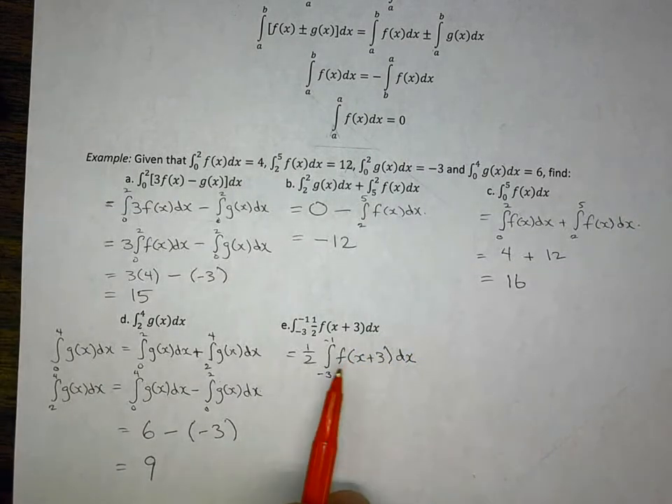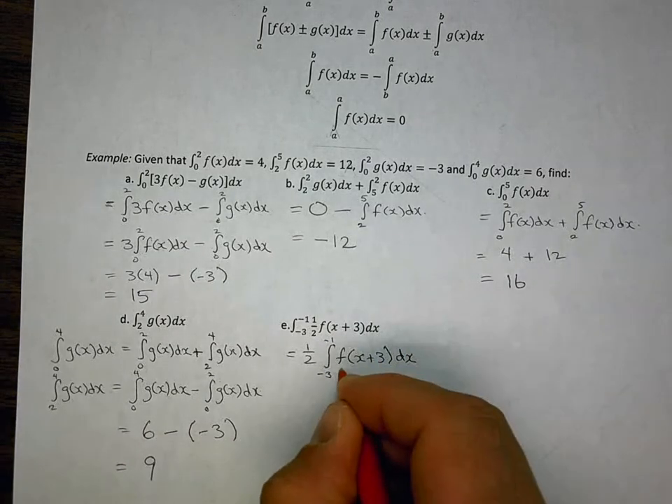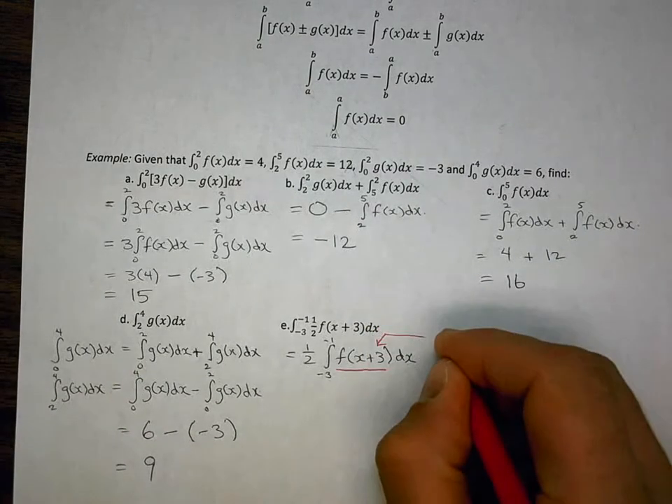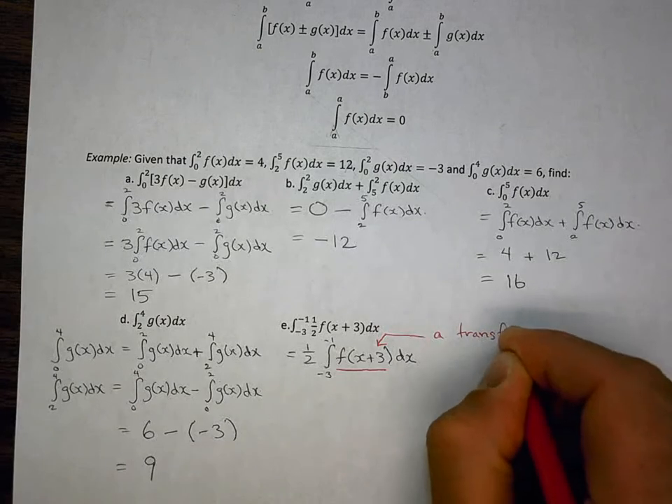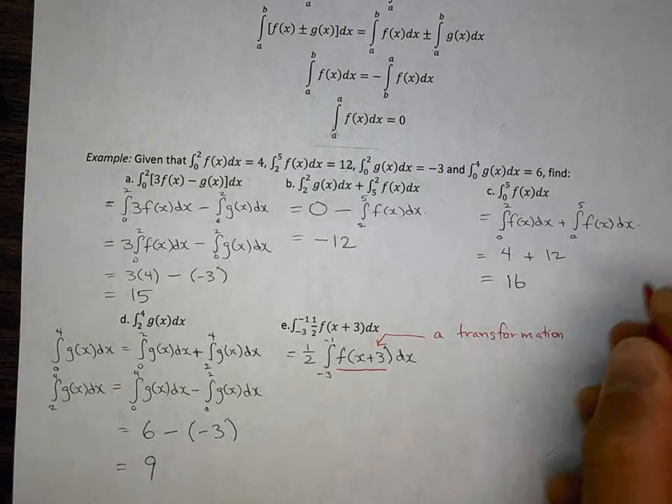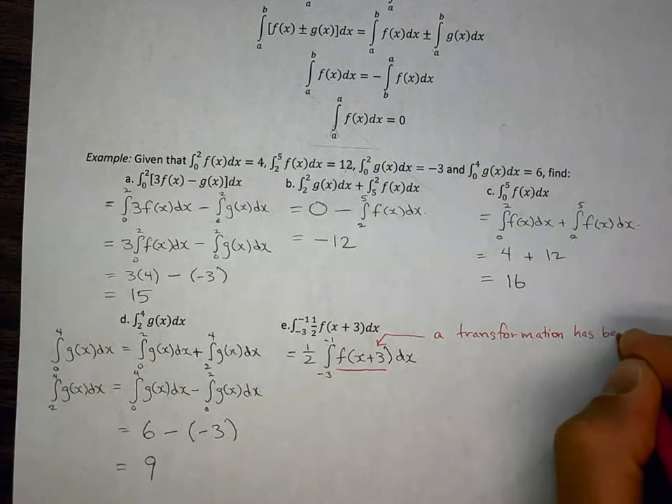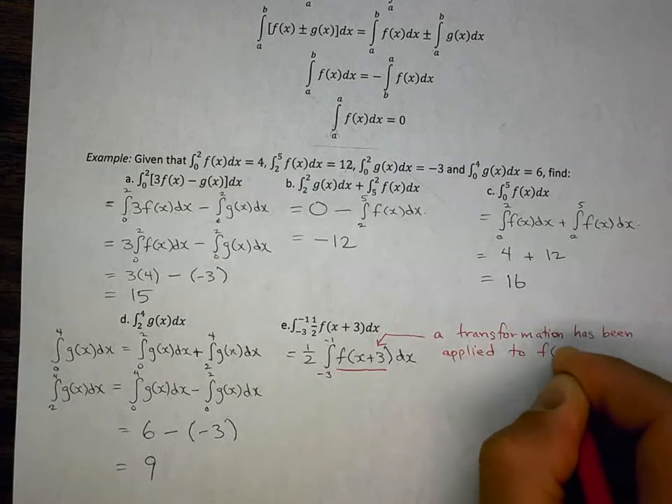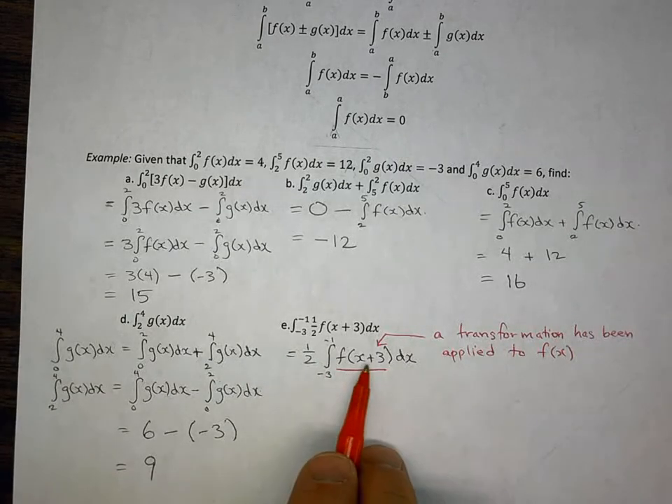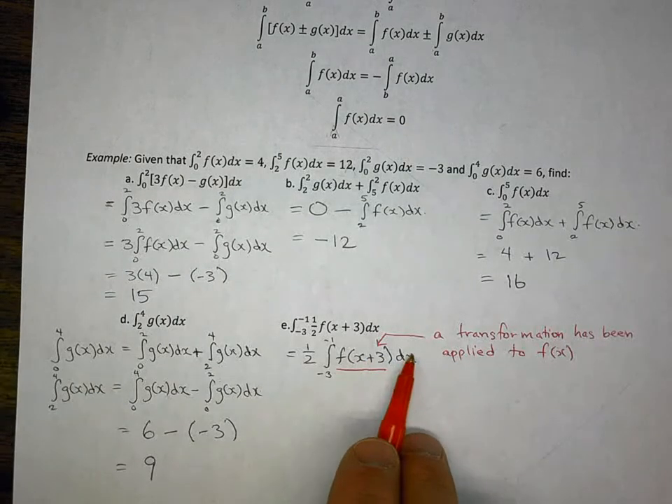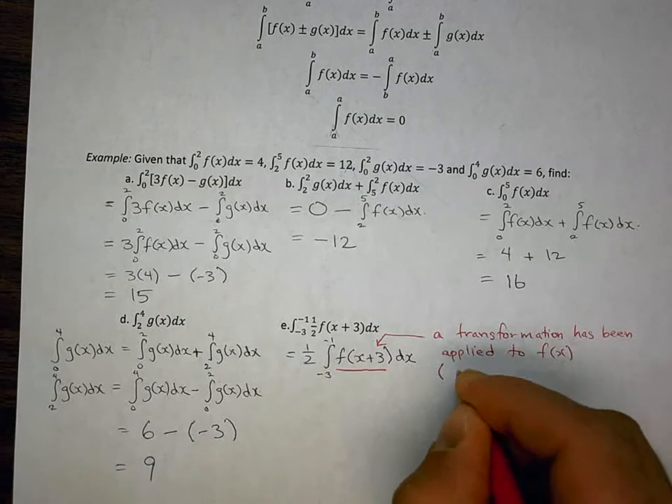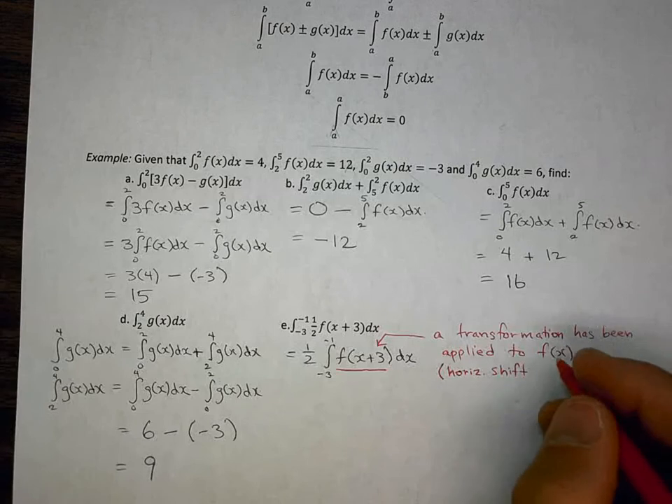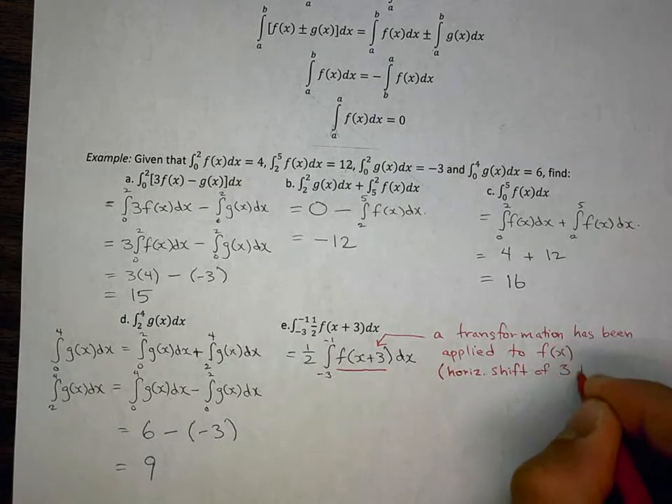Okay, what does it mean, f of x plus 3? Well, this is why we taught you so much about functions. You guys have done a lot of transformations, and this is a transformation. A transformation has been applied to f of x. What is the transformation? Well, it's inside the bracket, it's positive, so you'd think it would go to the right, but it's actually reversed. It's a horizontal shift of 3 to the left.